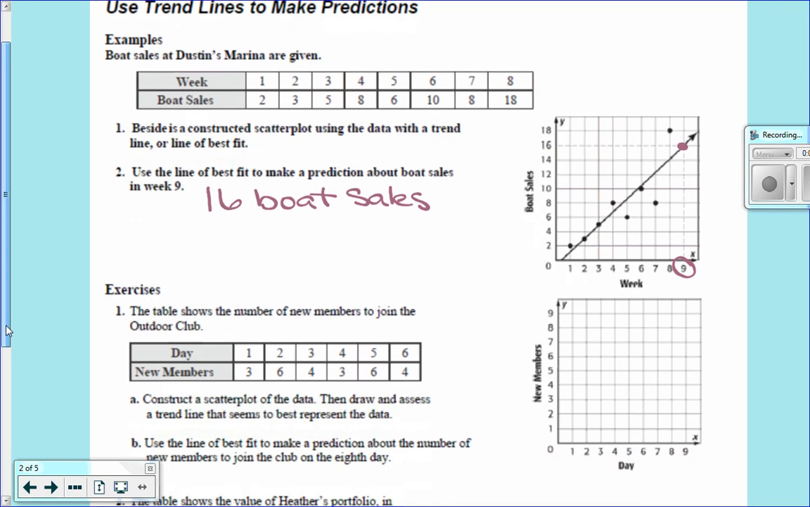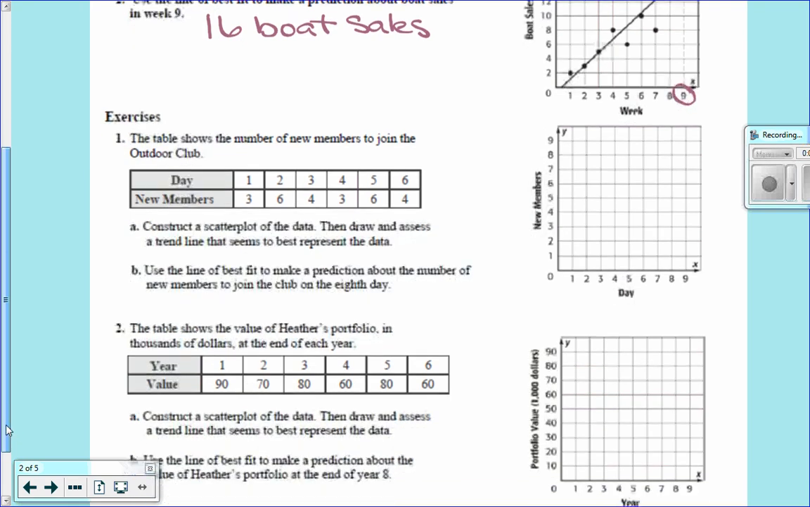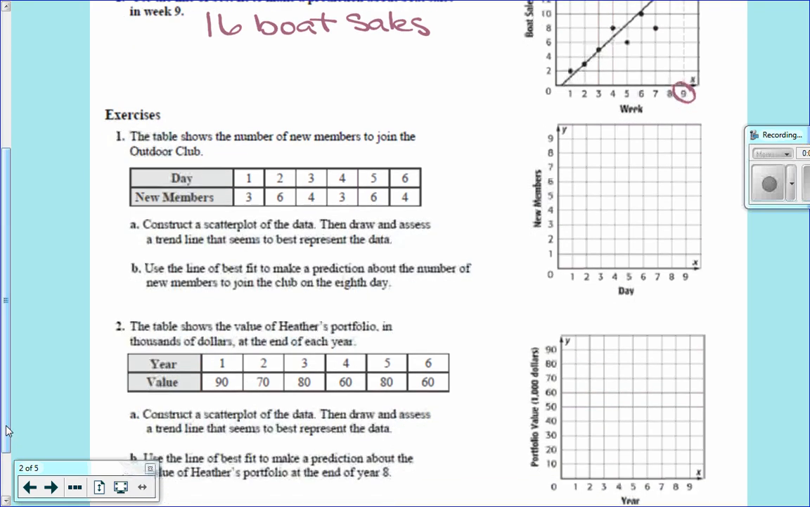Alright, if we look at our next example, we're going to use the table and plot our points. This table shows the number of new members to join the outdoor club. At day 1, how many new members? 3. Day 2, 6. Day 3 is 4. Okay, so we constructed the scatter plot.